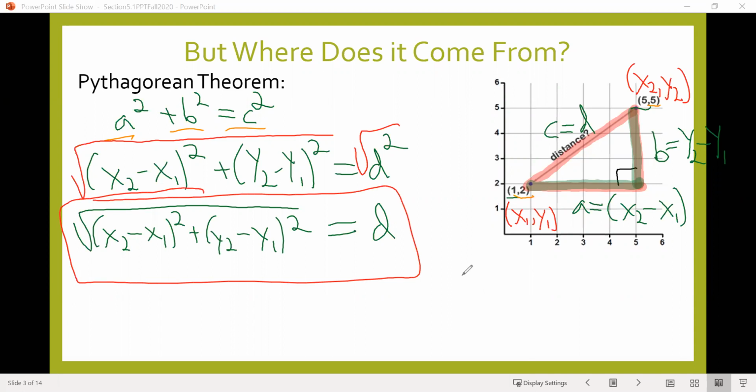So this also shows that another way to find the distance between 2 points is to actually draw a right triangle surrounding those 2 points and use the Pythagorean theorem. That is another way that you can come up with it.